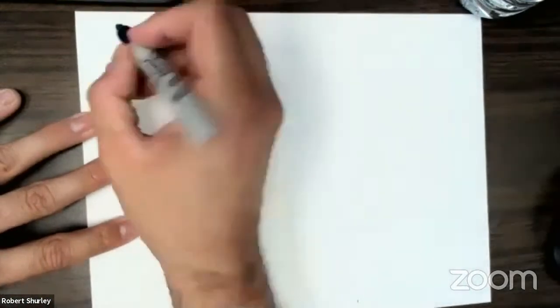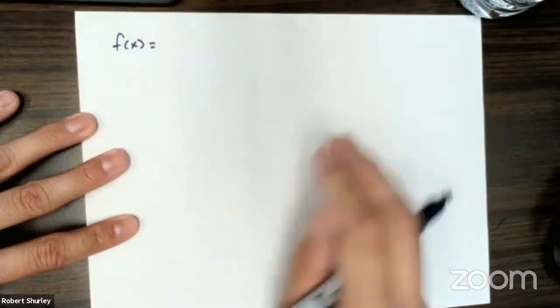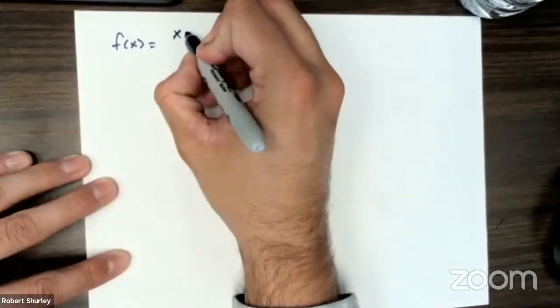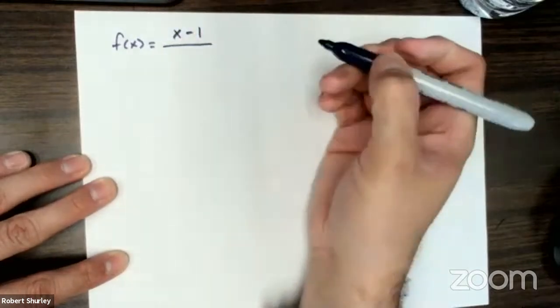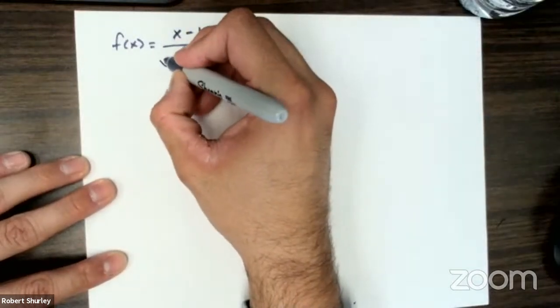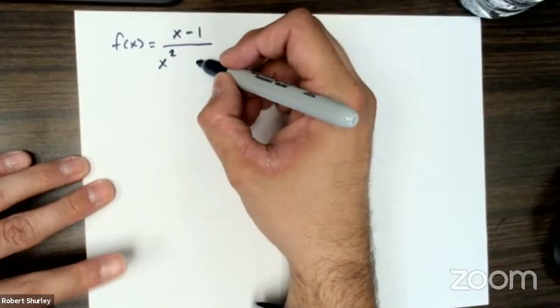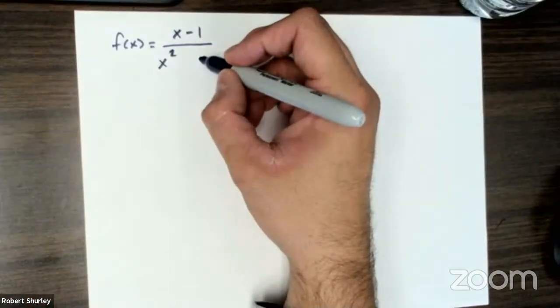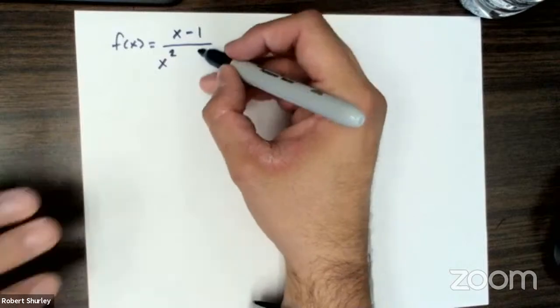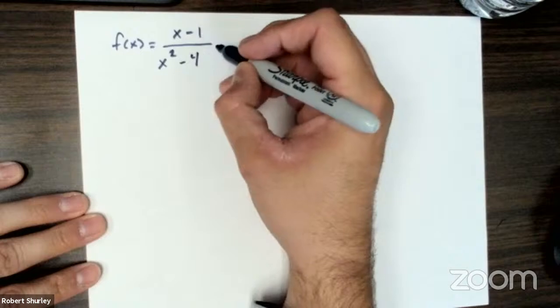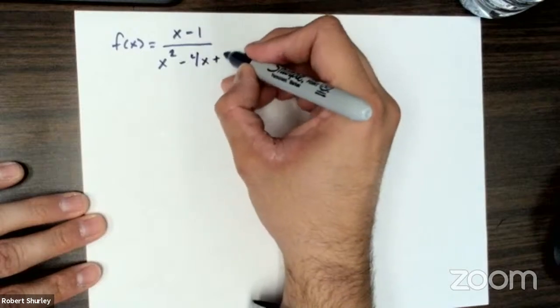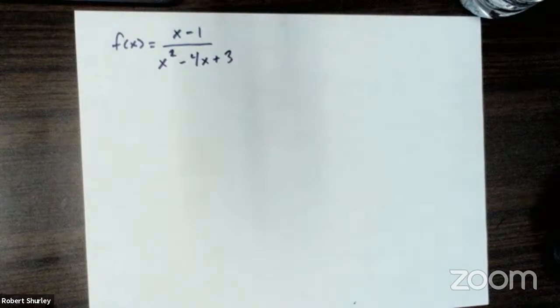Let's say we've got f of x equals x minus 1 over x squared minus 4x plus 3. Okay, x minus 1 over x squared minus 4x plus 3.